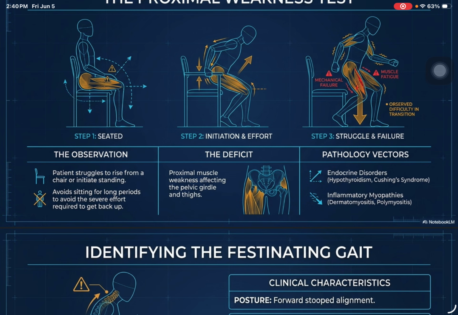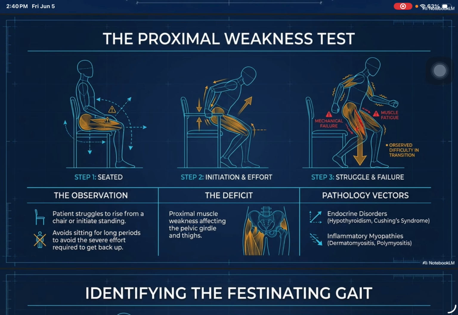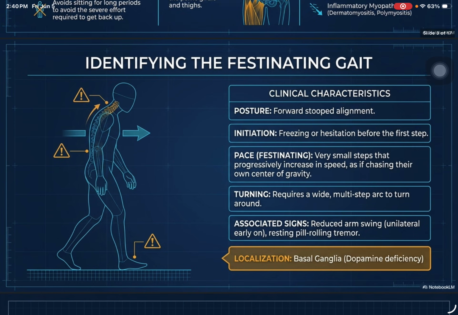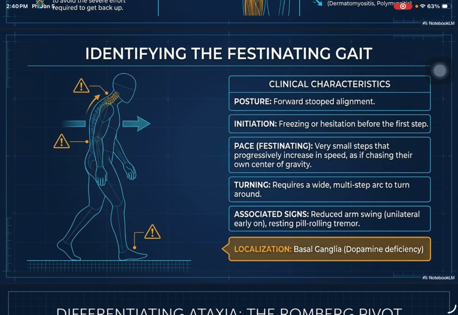Here is the picture of a person having proximal myopathy. Identifying the festinating gait. Festinating gait is found in Parkinson disease, where there are basal ganglia lesions and dopamine deficiency.